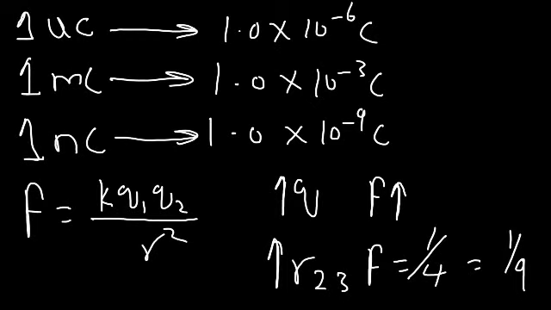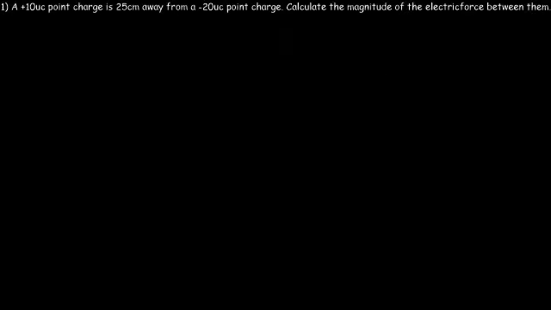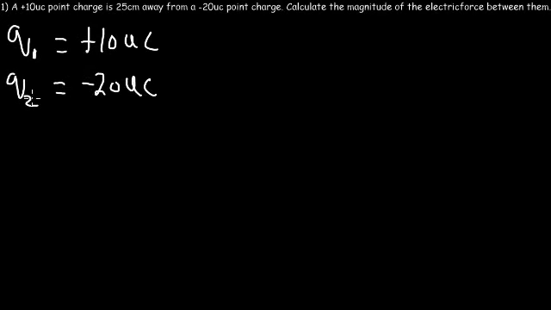Number 1. A positive 10 microcoulomb point charge is 25 centimeters away from a negative 20 microcoulomb point charge. Calculate the magnitude of the electric force between them. So Q1 is plus 10 microcoulombs, Q2 is negative 20 microcoulombs, and the distance between them, R, is given as 25 centimeters. So we have to find the electric force F.